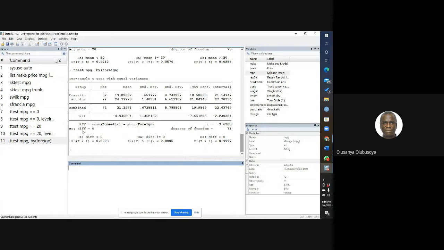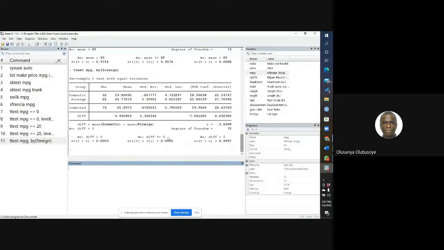So we're saying the difference is 0. This test is also called the test of difference. It's testing whether the average in the two groups are the same. If they are the same, the difference will be 0. The alternative will be that they are not the same.